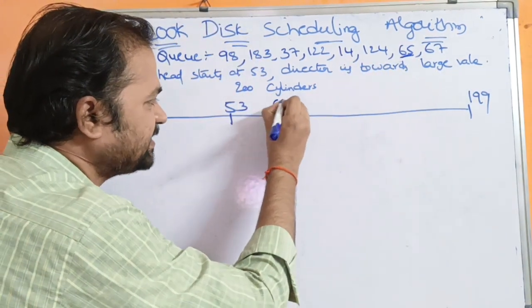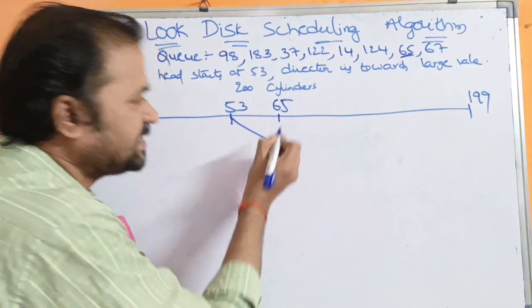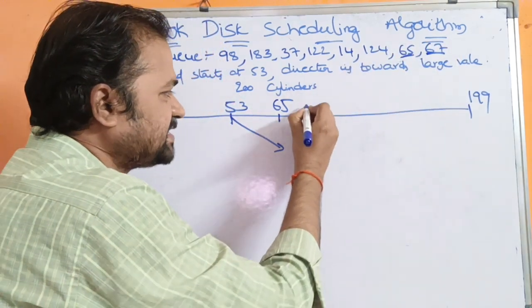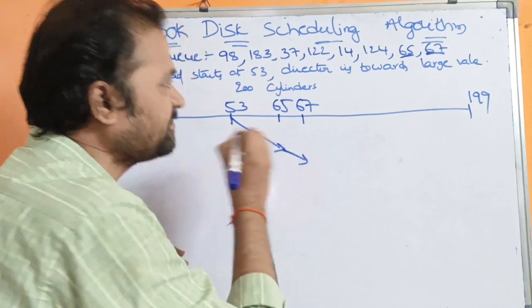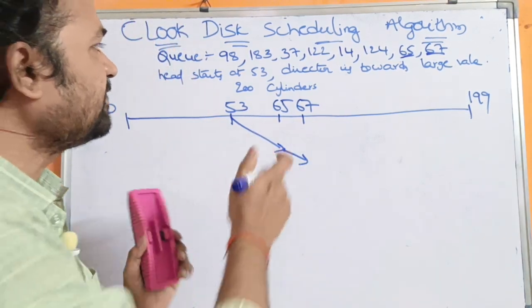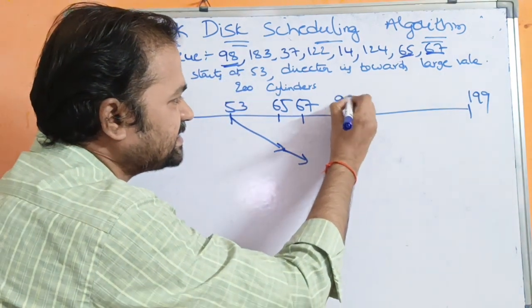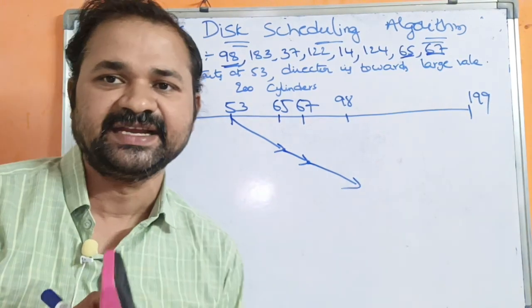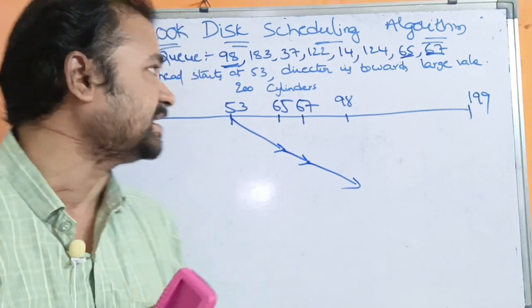Let 65 be at this location. After this we have to serve 65. The next larger value is 67. Let cylinder 67 be at this location. So next serve 67, and after 67 the larger value is 98. Let cylinder 98 be at this location. So next we have to serve cylinder 98. That cylinder or track contains some data, so we have to access the data.